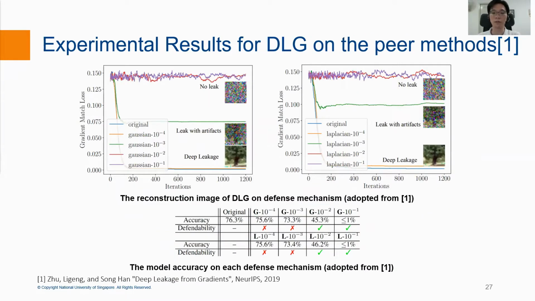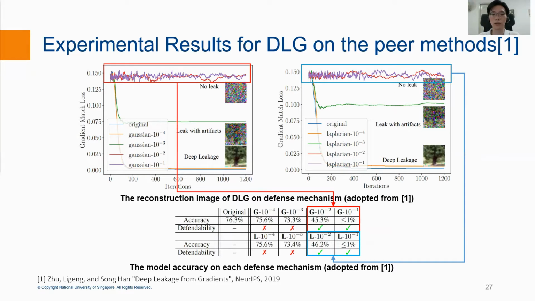And the attack paper also proposed a defense mechanism against DLG. It used differential privacy to preserve the gradient in the local gradient. However, the experiment showed that the amount of Gaussian and Laplacian noise used to protect the gradient is too much and decreases the model accuracy.